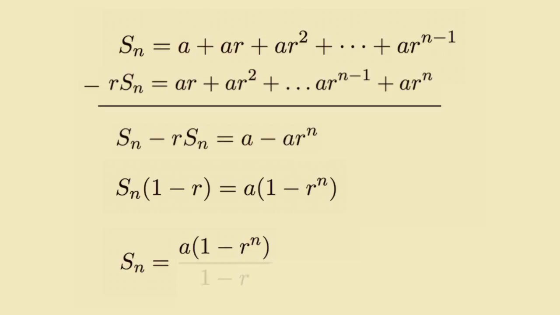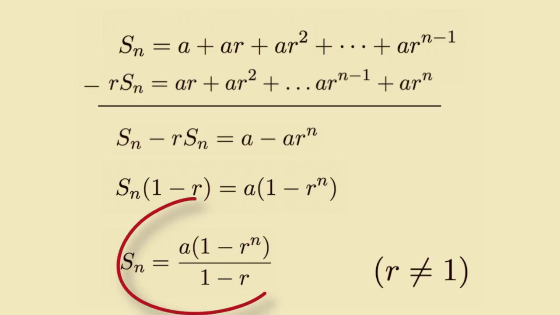over 1 minus r. And of course, this only works if r is not equal to 1, because otherwise that would be dividing by 0. So this is our resulting formula for the sum of a geometric series.